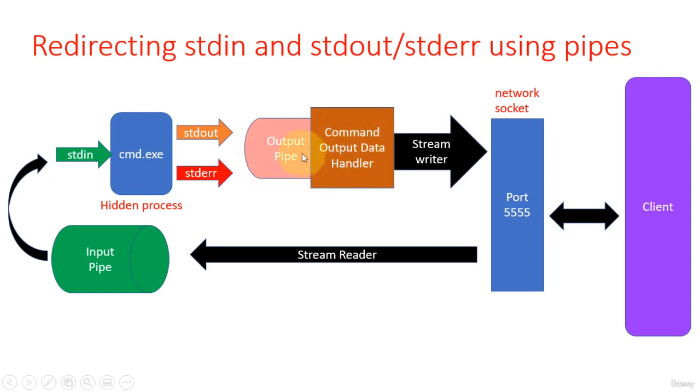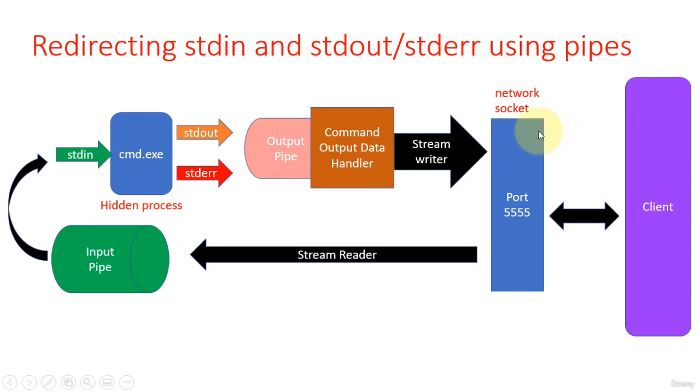So this is the design in C#. Both are actually the same thing. The output pipe is also the command output data handler. And then the stream writer is the same stream writer that we saw in all our previous lessons. Stream writer is used to push data into the socket. So this is nothing new here. Similarly, the stream reader is responsible for getting the input from the socket. The stream reader will be channeling all the data that is read into the input pipe, and the input pipe will then forward it into the standard in. And then the CMD, of course, will remain a hidden process.